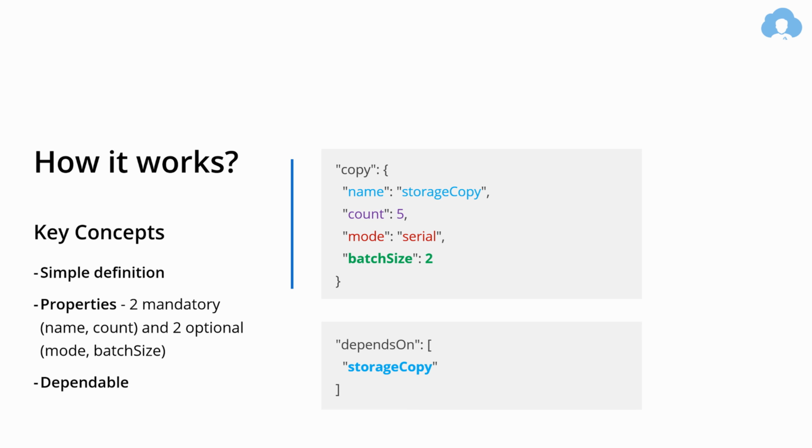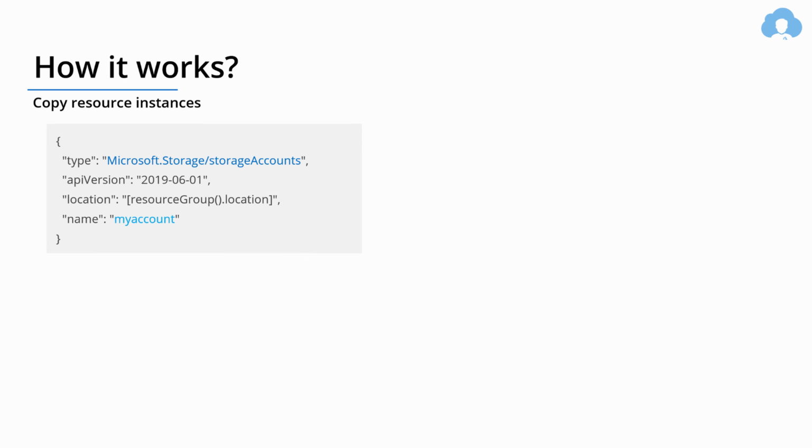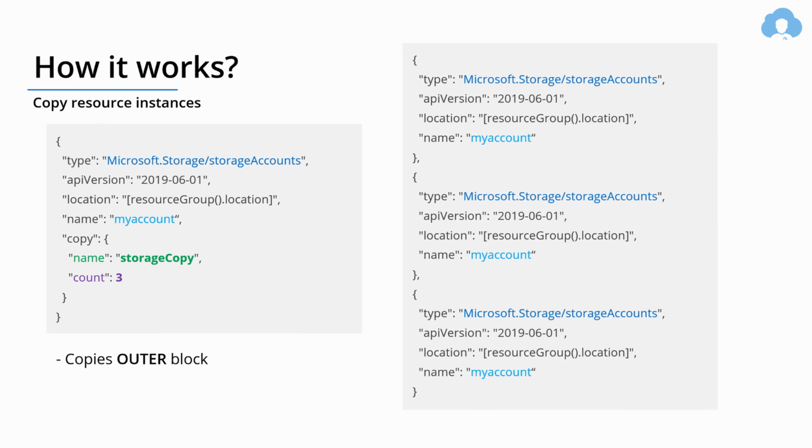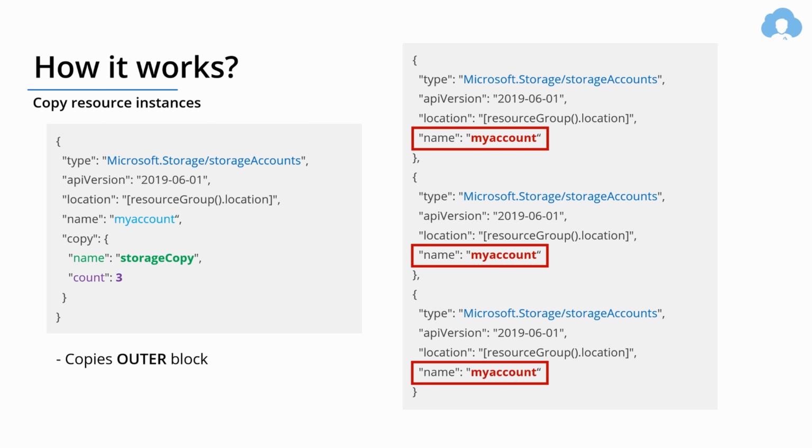So let's go into a real example. If you're deploying a storage account called my account, you can add a copy element to your template, which will copy everything outside of this element as many times as it's specified in count. In this case, 3 times, but what you can quickly notice is that for all the cases, it uses the same name. And if you can imagine, if you're gonna start deploying this ARM template, it's gonna fail, because you cannot deploy 3 storage accounts using the same name.